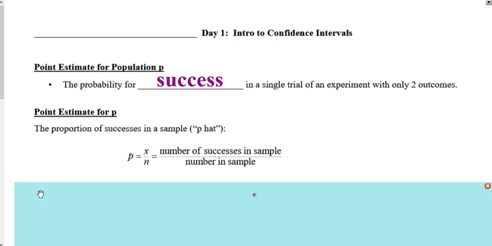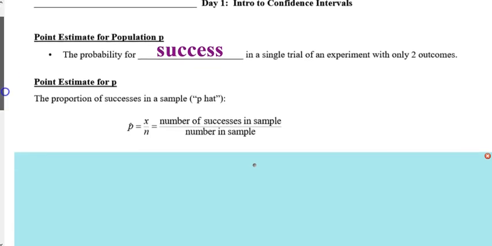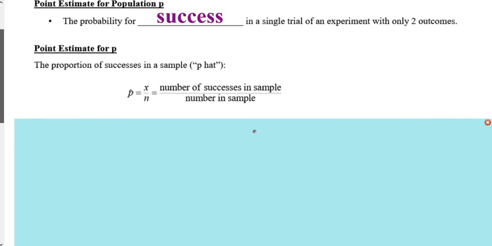So X is the number of successes, like the number you got right, and N is the number in the sample. So it's just like on a quiz. X is the number you got, N is the number there was to get on the quiz. 34 divided by 35, 17 divided by 24, whatever it is.